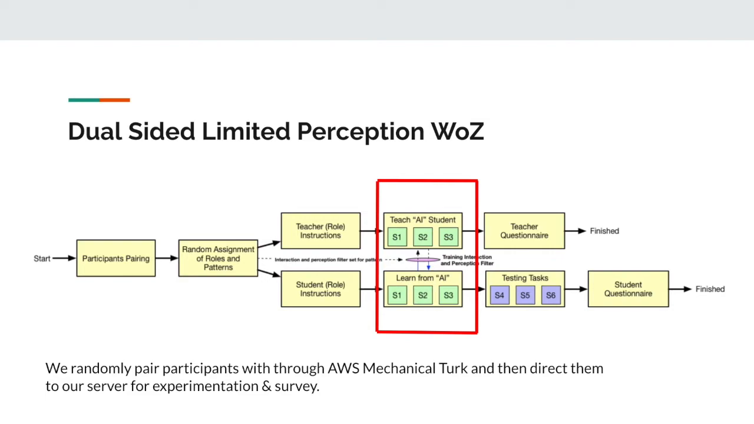The pipeline that we made is actually task agnostic. It is essentially a pipeline to test how two participants can interact with one another in a sort of teaching task.